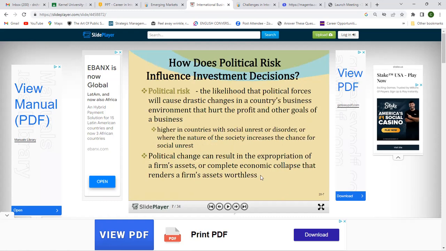How does political risk influence investment decisions? Political risk is the likelihood that political forces will cause drastic changes in the country's business environment that hurt the profit and other goals of a business. It is higher in countries with social unrest or disorder, or where the nature of society increases the chance of social unrest. Political change can result in the expropriation of a firm's assets, and complete economic collapse can render a firm's assets worthless.